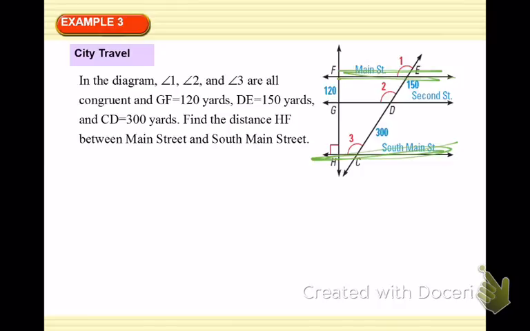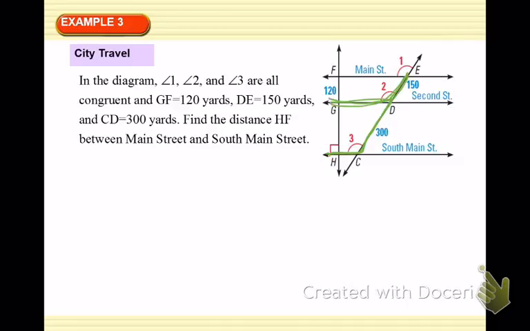HF is straight at the two lines where CE is not. So we've got to find HF. HF is that distance. Okay? Well, here's what we know. We know that this angle here, angle 3, is congruent to angle 2.